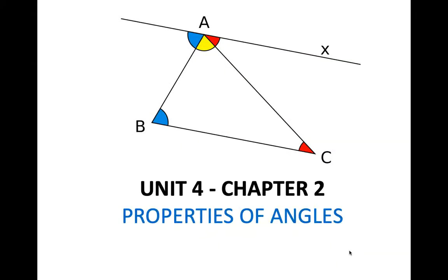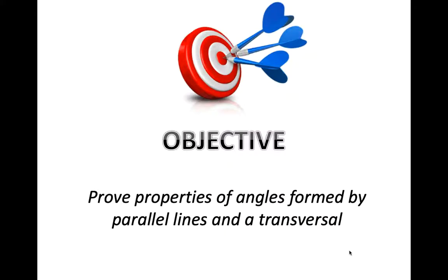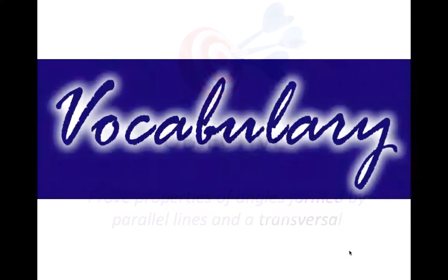So we're working on Unit 4 from Chapter 2 and we're taking a look at the different properties of angles. Today in Section 2.2 we looked at the properties of angles formed by parallel lines in particular. What we were aiming to do was to go through them and help you discover what those properties actually were of angles that are formed by parallel lines and a transversal, so that we can use them then in questions to solve unknown angles.